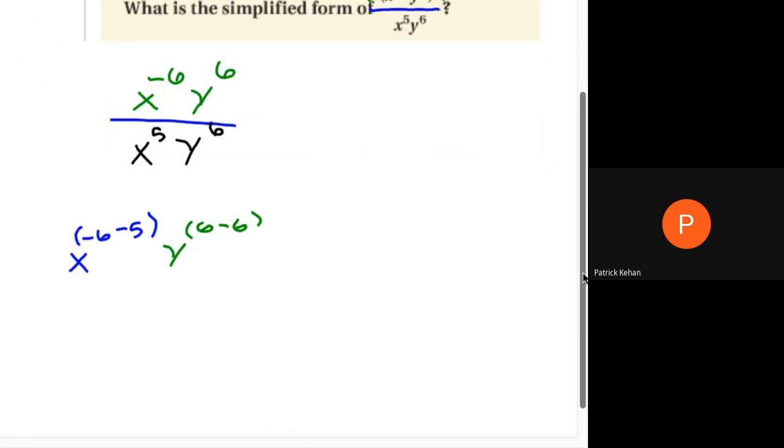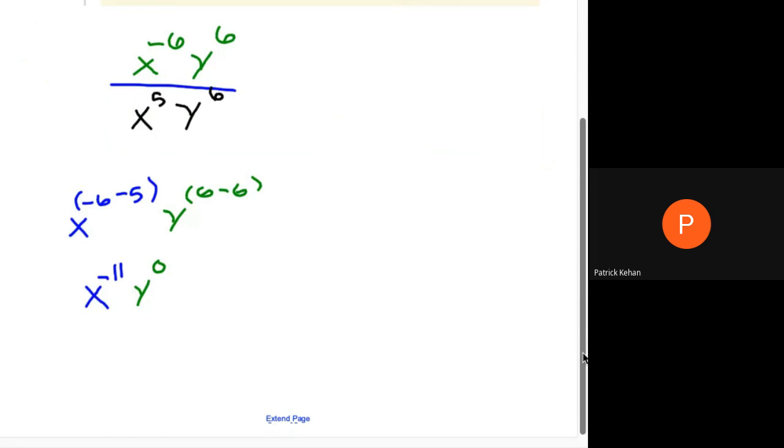All right, now on the left in blue, I'm just going to add those exponents, or do the subtraction. So I end up with x to the negative 11th here. And then y to the 6 minus 6 is y to the 0. Y to the 0 is 1. It's a property. And so that can just turn into 1.